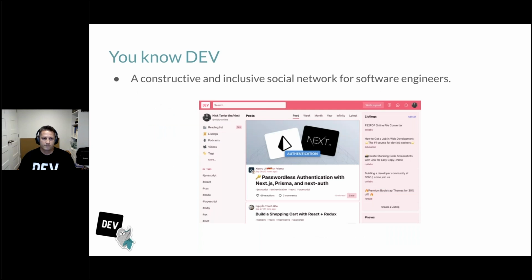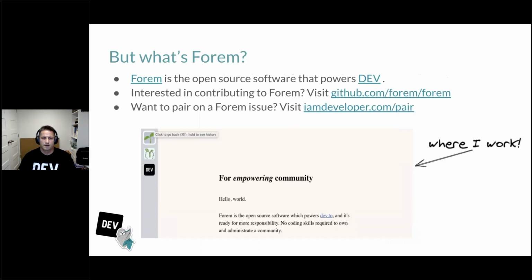So you know Dev, a constructive and inclusive social network for software engineers. But what's Forem? Forem is the open source software that powers Dev. If you're interested in contributing to Forem, visit github.com/forem, Forem/Forem. If you want to pair on a Forem issue, visit iamdeveloper.com/pair.